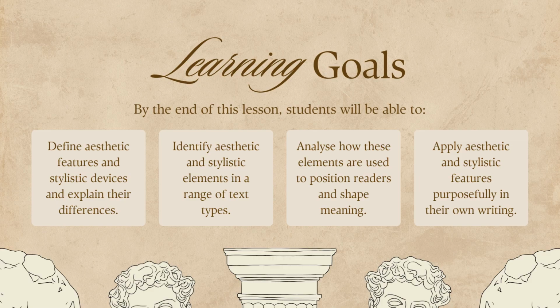Learning goals. By the end of this lesson, students will be able to define aesthetic features and stylistic devices and explain their differences. Identify aesthetic and stylistic elements in a range of text types. Analyze how these elements are used to position readers and shape meaning. Apply aesthetic and stylistic features purposefully in their own writing.